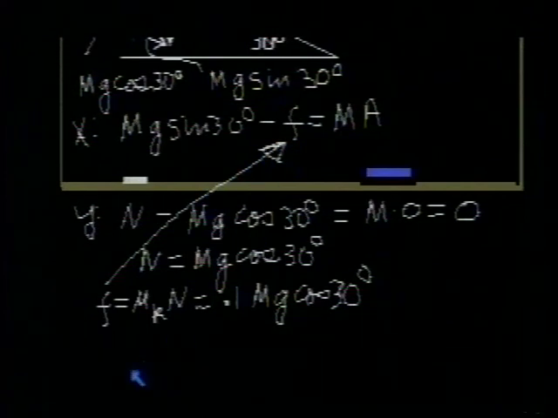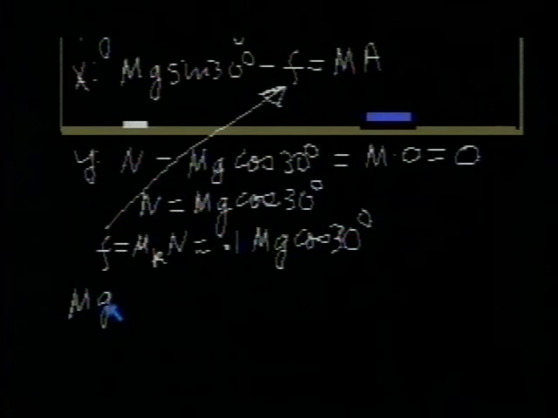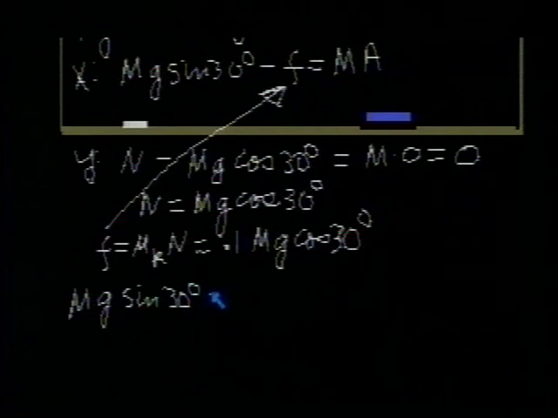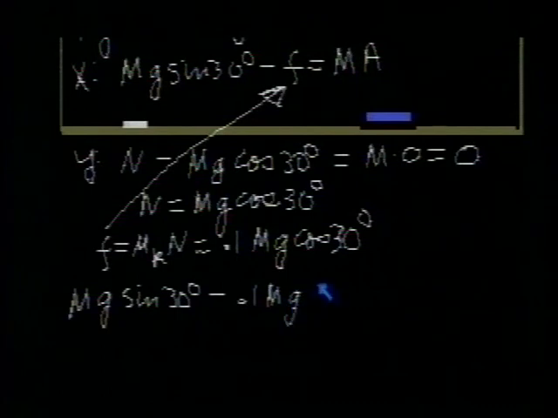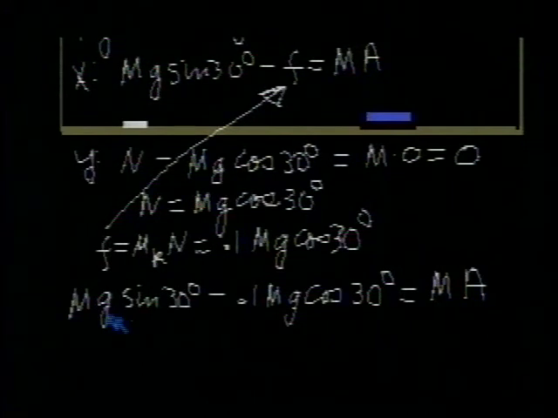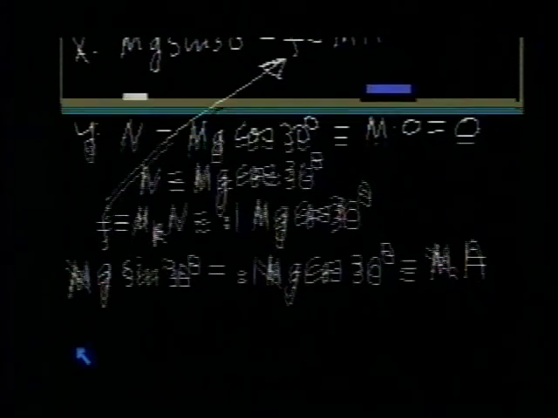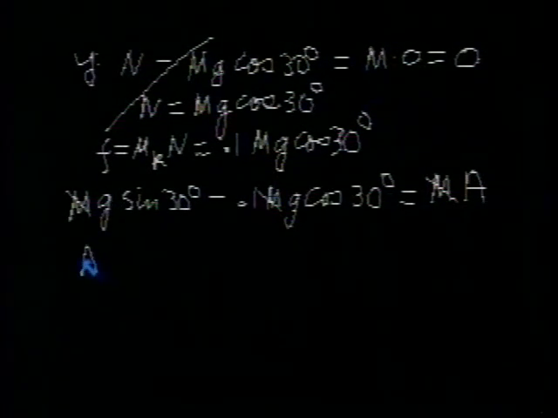Rewriting that equation, I have mg sine of 30 degrees minus the frictional force, which now can be written 0.1 mg cosine 30 degrees, is equal to ma. We notice that in this equation the mass m appears in each of the terms and therefore can be canceled out, and we are left with a equal to g sine 30 degrees minus 0.1 g cosine 30 degrees.